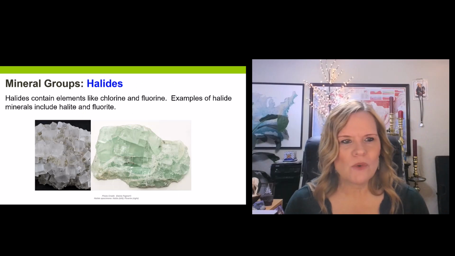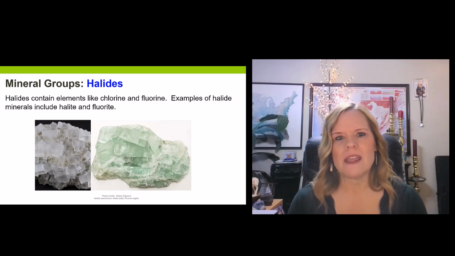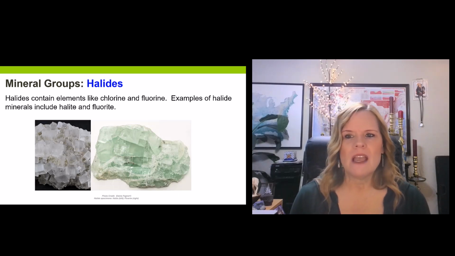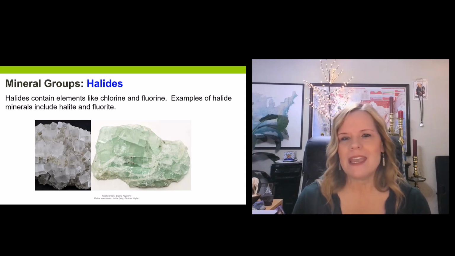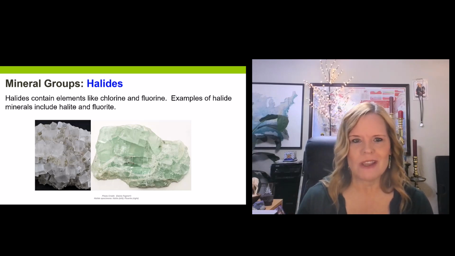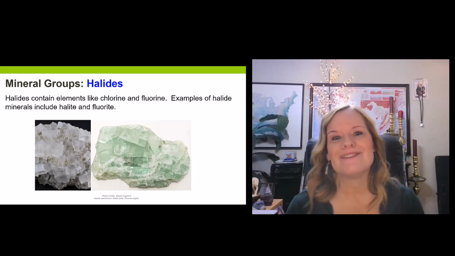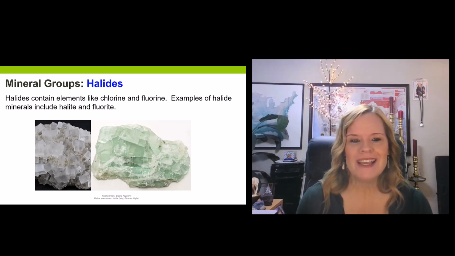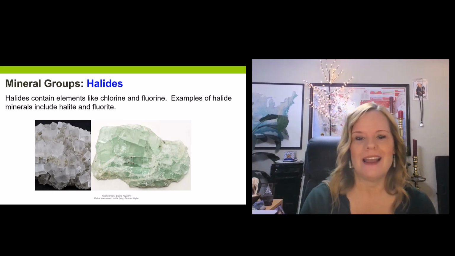Halides are another major group. These contain elements like chlorine and fluorine. So halide minerals like halite, which is that salt we were talking about, and fluorite, which was the first mineral that I talked about. These are both examples of halides.